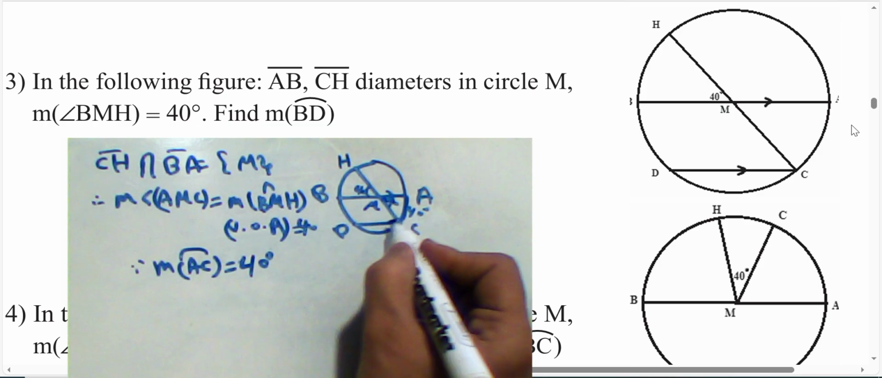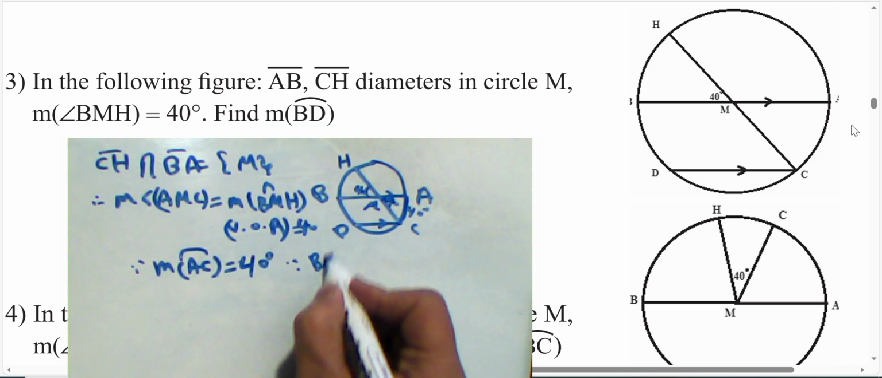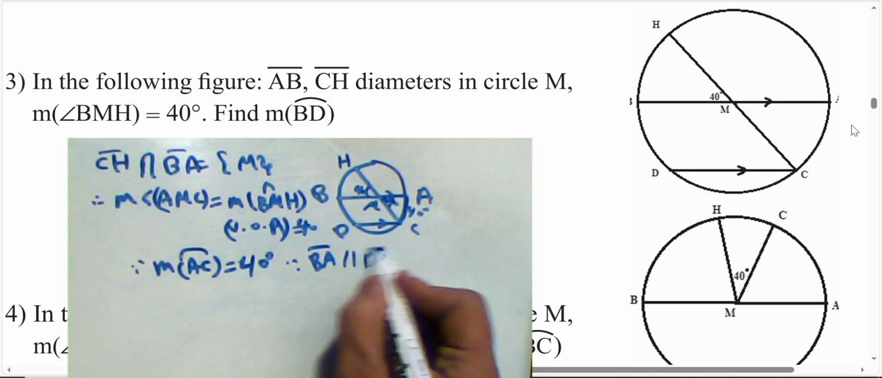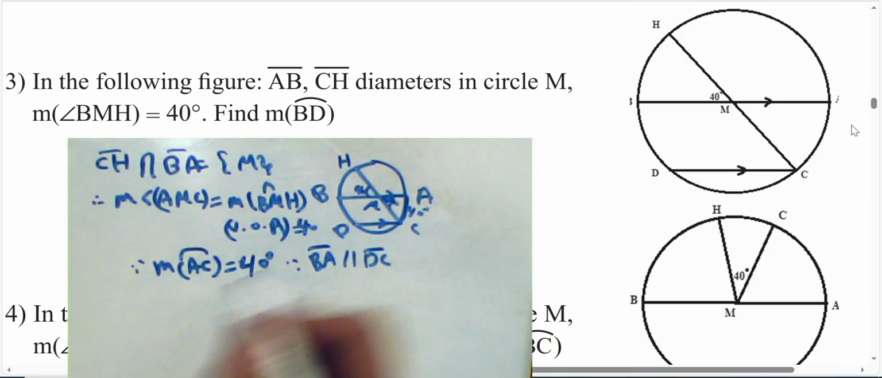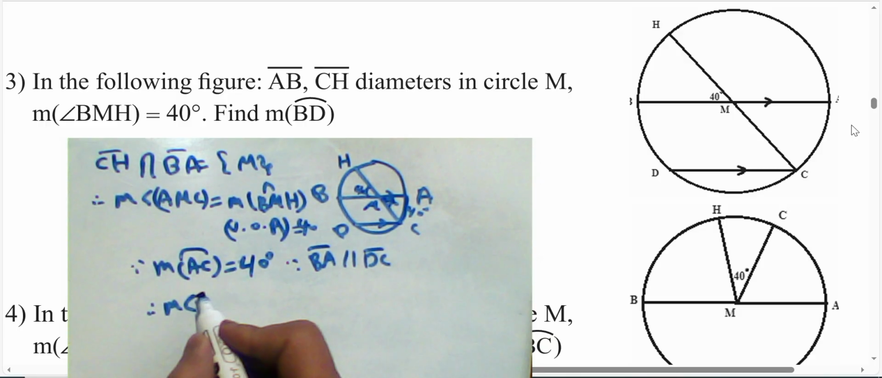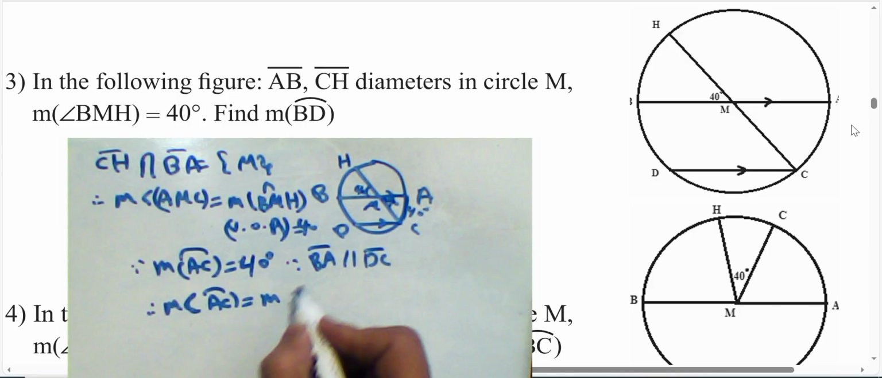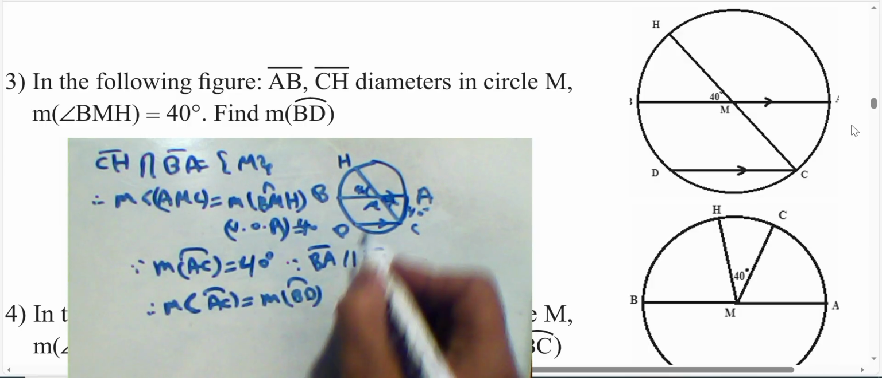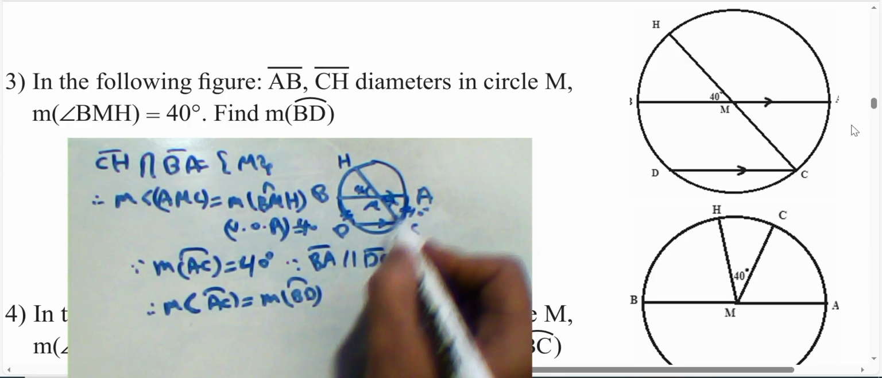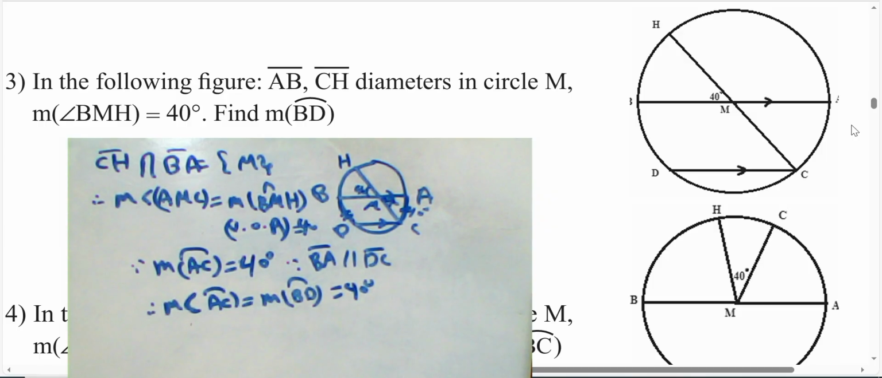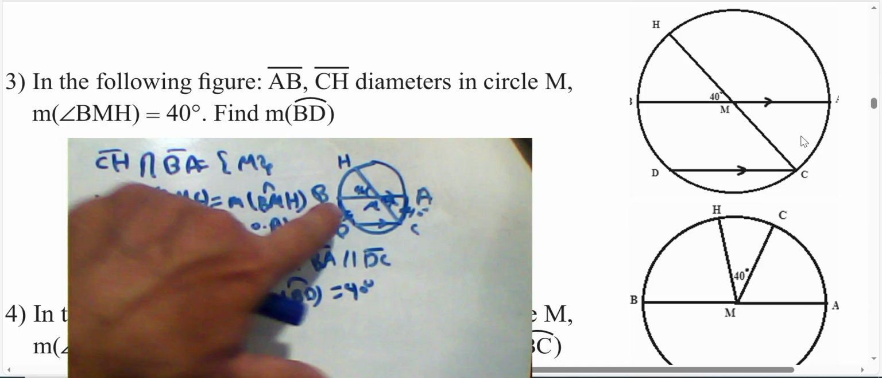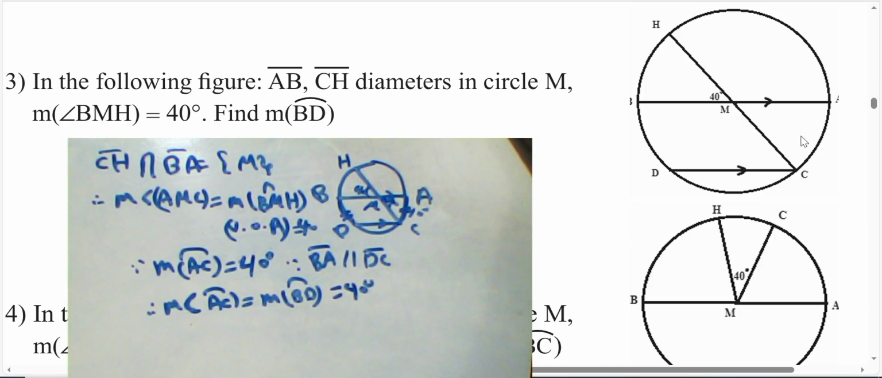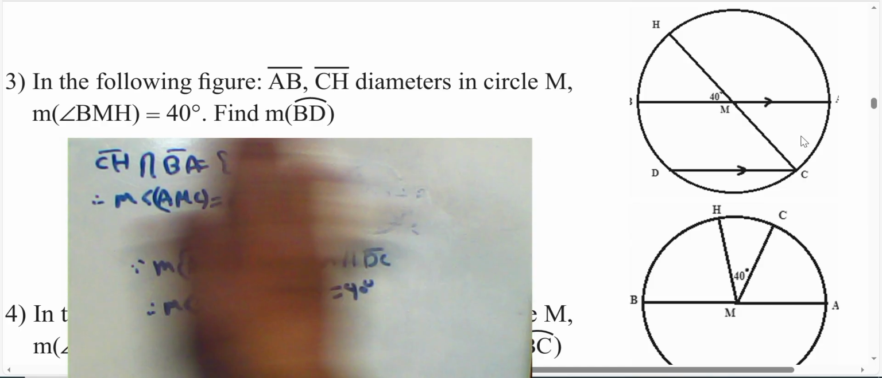We have parallel lines such that BA is parallel to DC. Then the measure of arc AC is equal to the measure of arc BD. They are equivalent. It will be 40 degrees. That's the answer to this question, because when two chords are parallel in a circle, the two arcs included between them are equal in length.